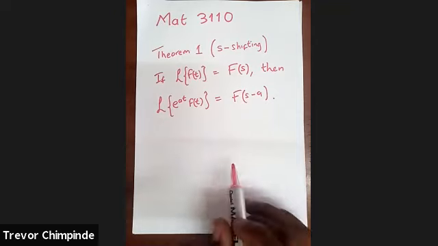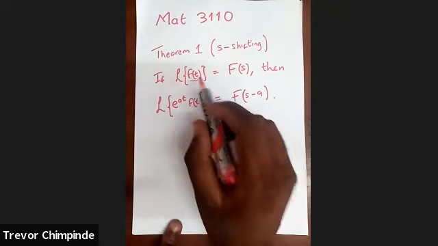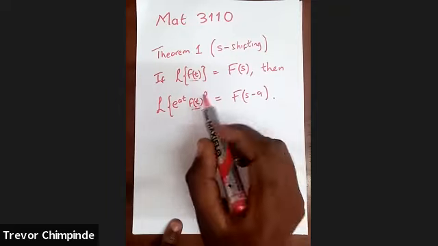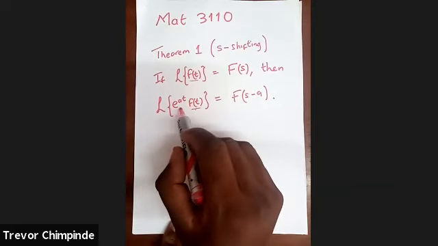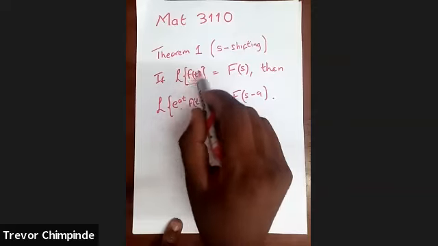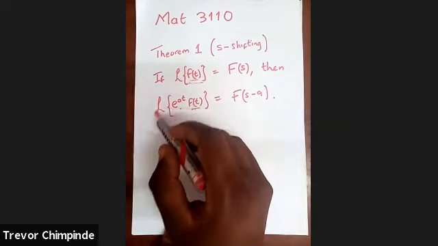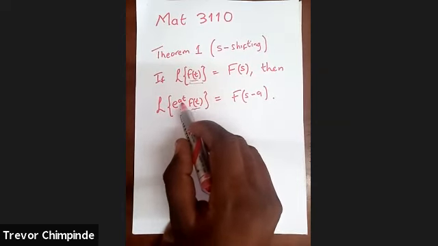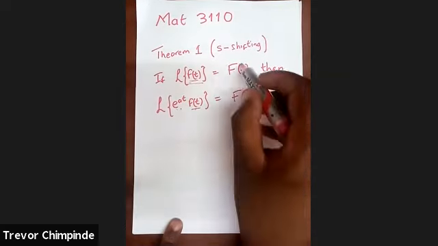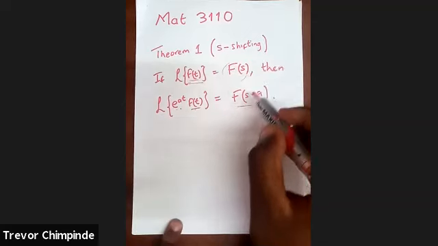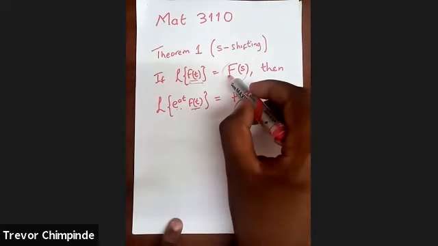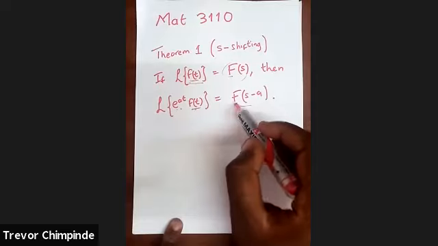So this shouldn't confuse you. This small letter f of t is exactly this one. What has changed here is that you're not only finding the Laplace of f of t, you're finding the Laplace of the product of f of t and this. So this theorem says if you know the Laplace of this function f of t, then it's easy to get the Laplace of the product of the exponential and this f of t. It's just this function shifted by a. So instead of s, you have s minus a. So this big F is exactly the same as this one.